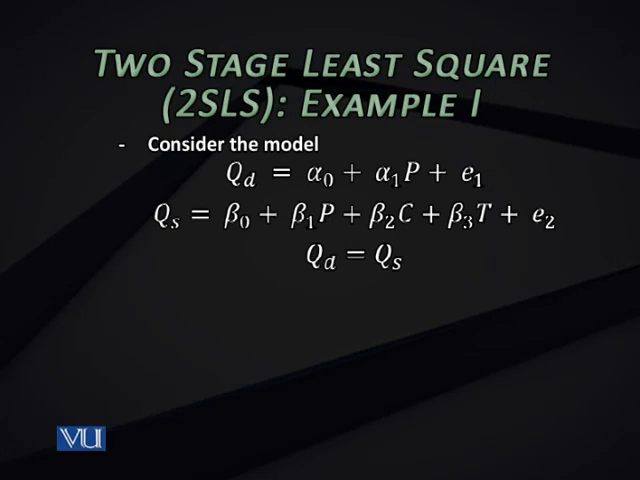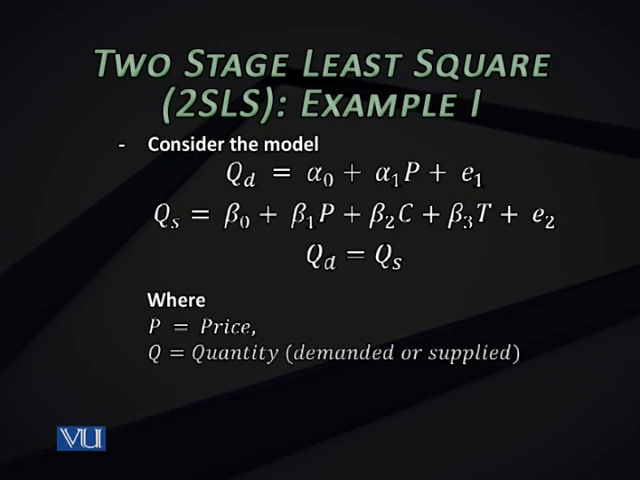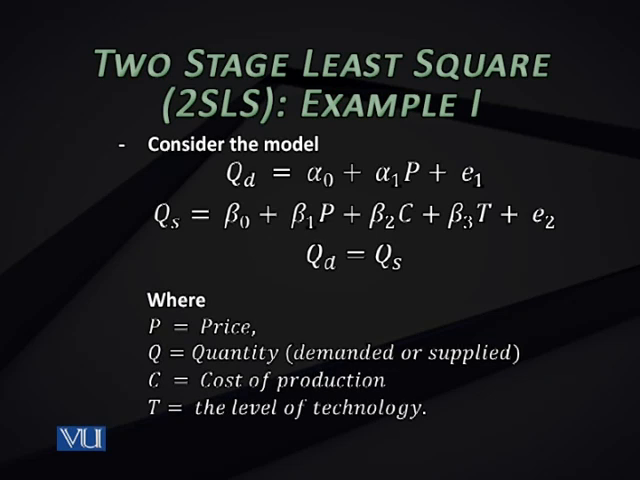However, you can apply the order condition. For example, in this model, P is price, Q is the quantity demanded or supplied, which is the same at equilibrium, C is the cost of production, T is the level of technology. If you apply the order condition, you have two endogenous variables, Q and P, and C and T are exogenous. So let's focus on equation 1. The number of variables excluded from the equation is 2, and the number of endogenous variables in the model minus 1 is 1. As the first number is greater than the second, by the criterion, the equation is over identified.